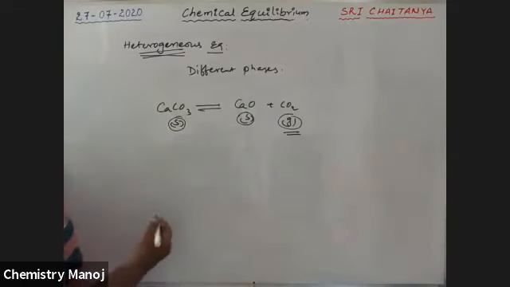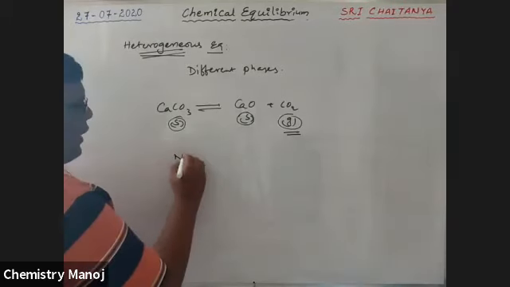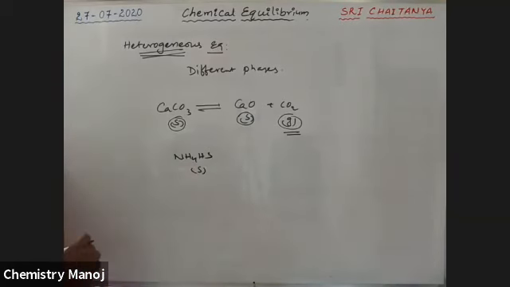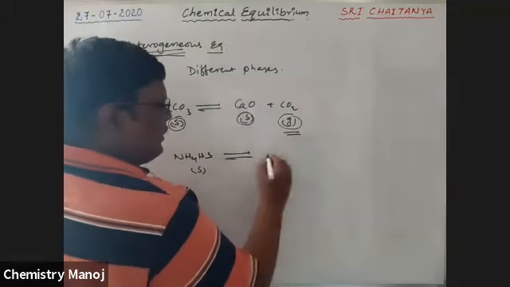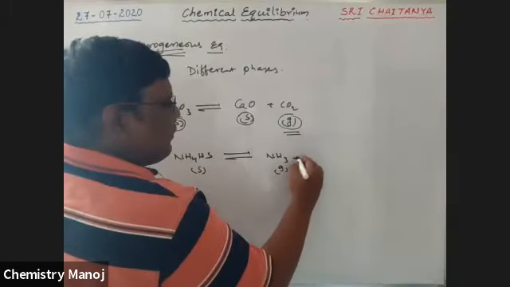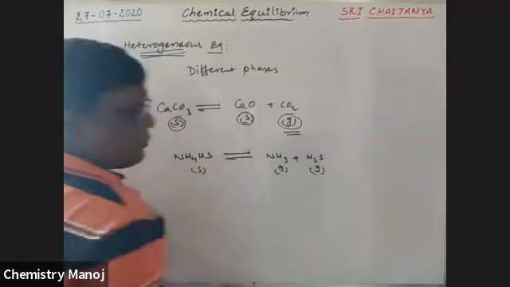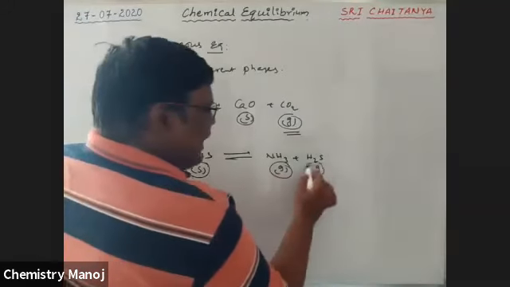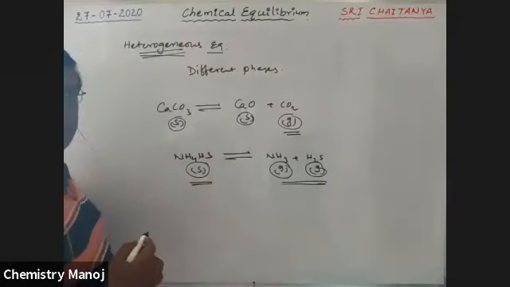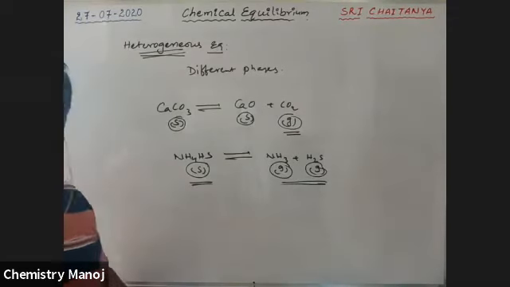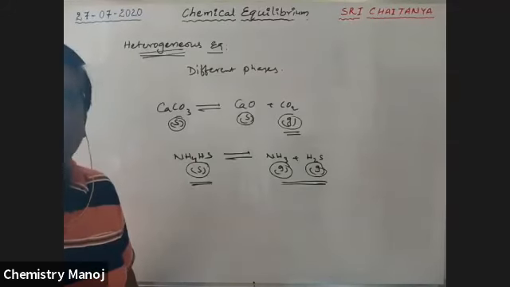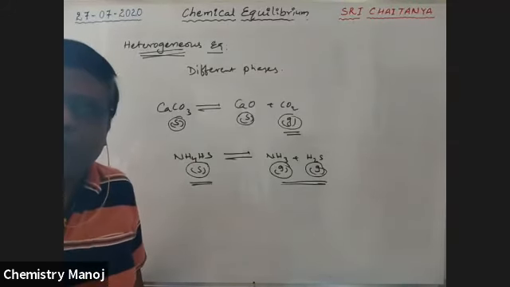Once again, see here. That is ammonium bisulfide. It is a solid, which is reversible with NH3 gas plus H2S gas. It is a solid, and these are gases, so different physical states exist, which is called heterogeneous equilibrium.